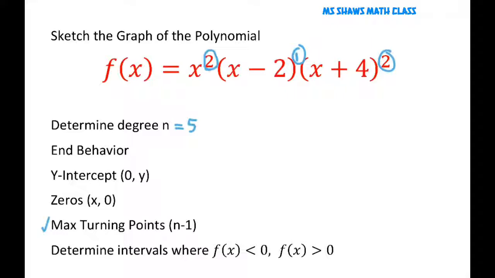That means our maximum turning points of the graph is going to be 5 minus 1, so we can have up to 4 turning points. We'll discuss end behavior in just a minute.